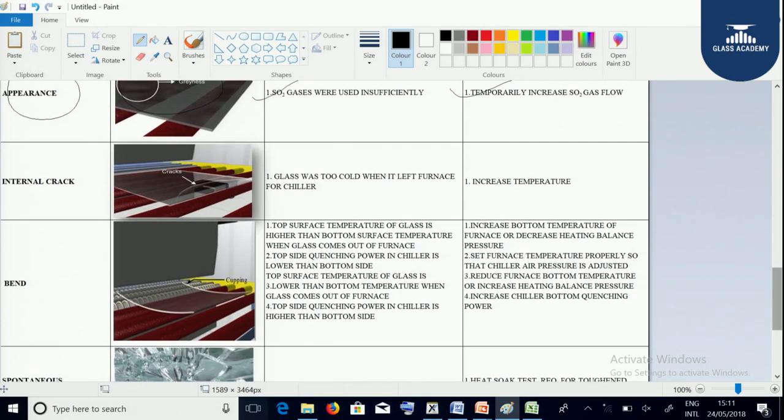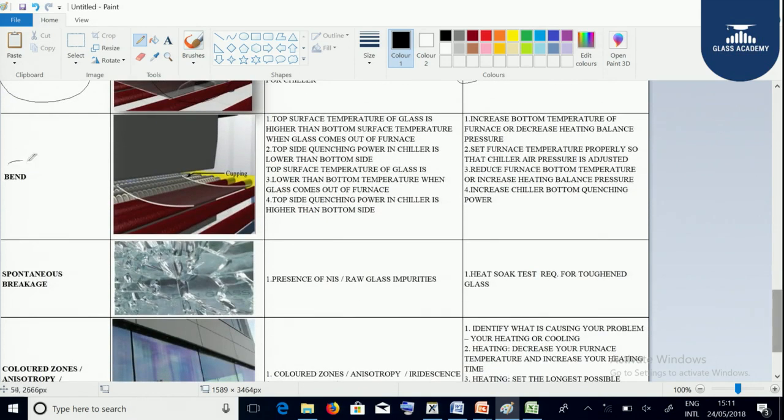Next issue we face in tempering is internal cracks. You can see here the glass got an internal crack. The reason being the glass was too cold when it left the furnace for the chiller. We can overcome this issue by increasing the temperature.